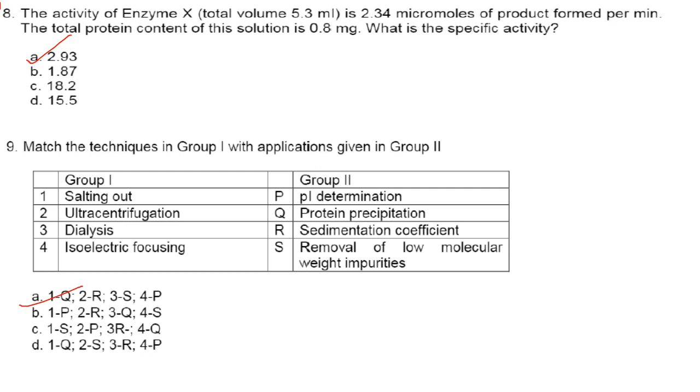Then next one. Match the techniques in group 1 with the applications given in group 2. Salting out is protein precipitation, ultracentrifugation is sedimentation coefficient, dialysis is removal of low molecular weight impurities, isoelectric focusing is pI determination. So the answer is 1Q, 2R, 3S and 4P.